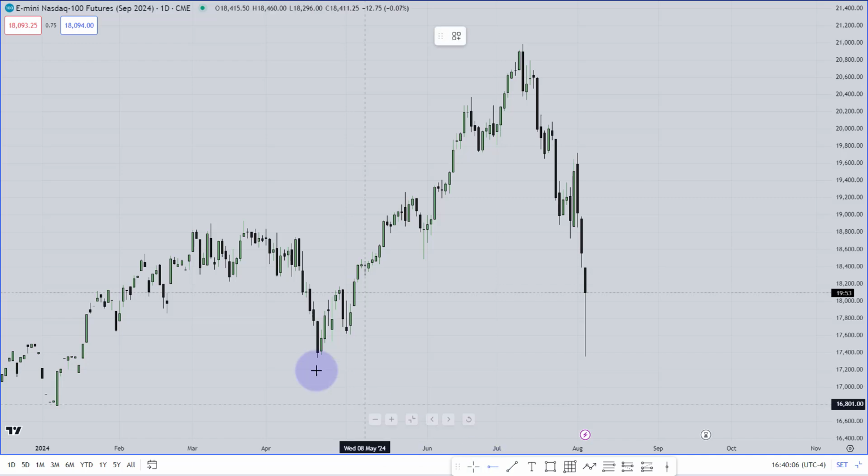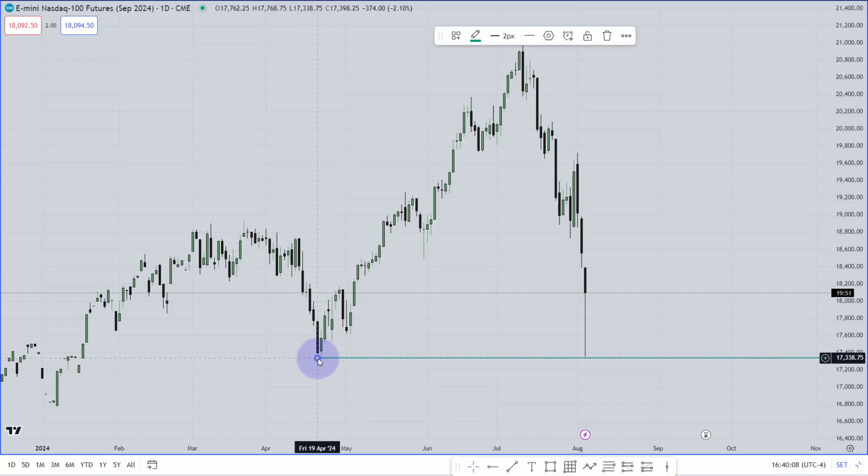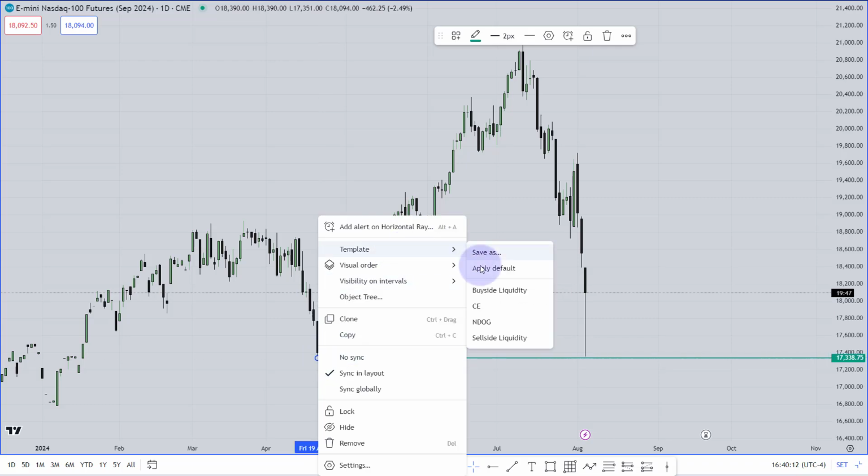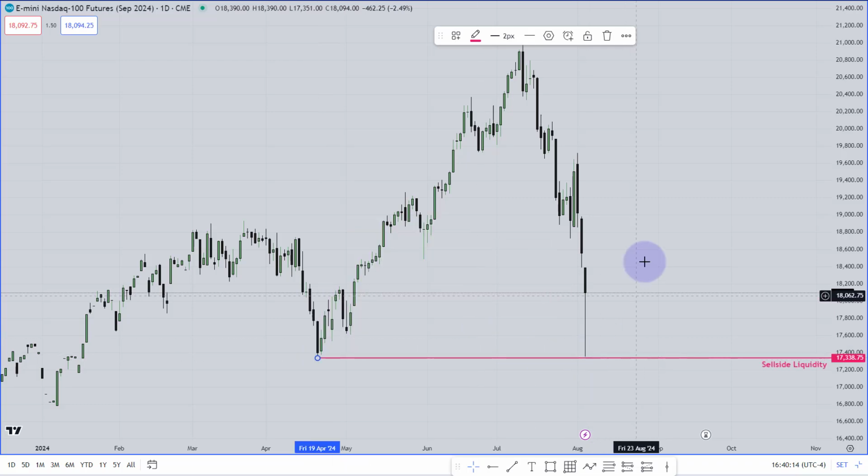When the market has fallen over there, look at this low. So this low and that low. What has it done? Relatively equal lows. It has made relatively equal lows.